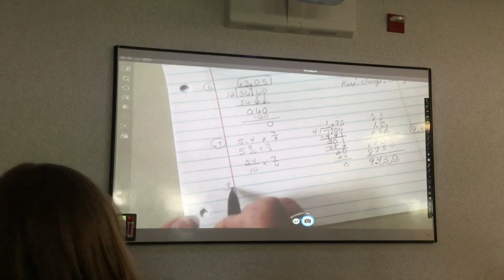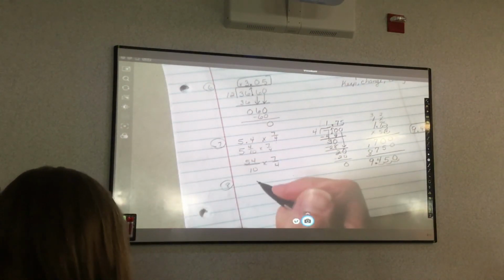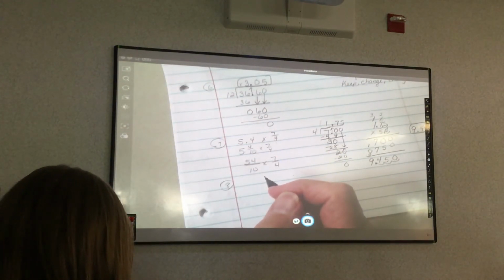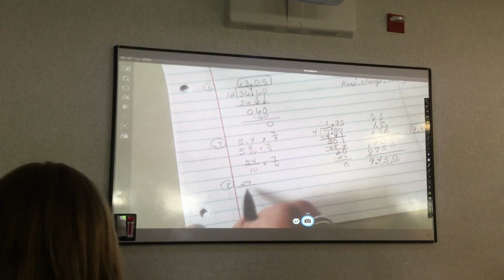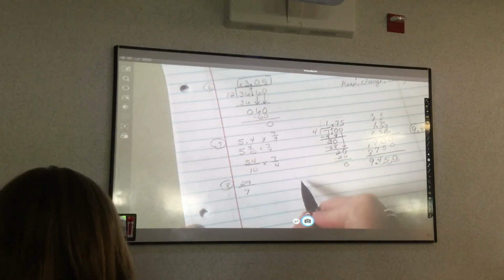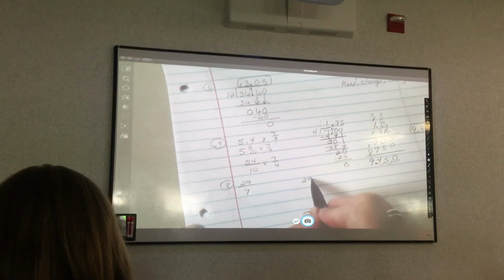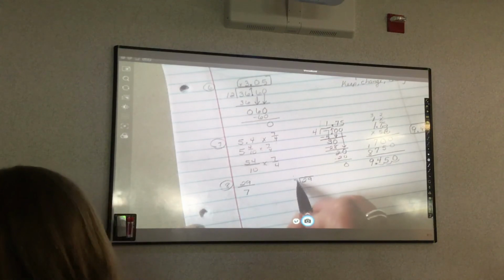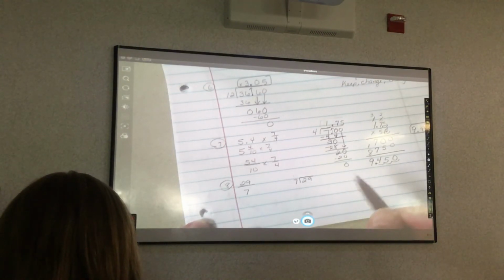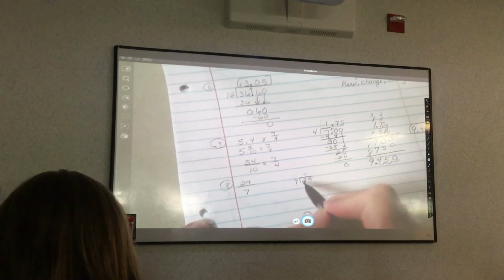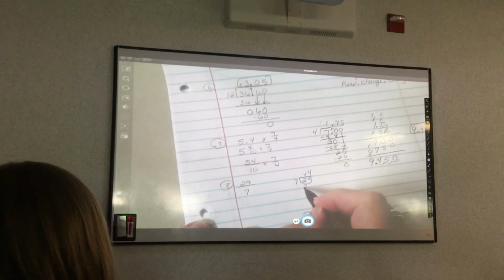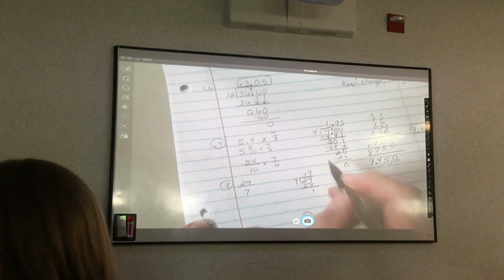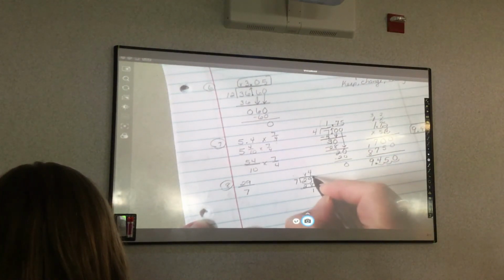Number 8 is a really long problem. It says write the fraction 29 sevenths as a repeating decimal. So what you need to know is if you have 29 sevenths, you're going to write it as a repeating decimal. So I've got 29 divided by 7. 7 doesn't go into 2, but it goes into 29 how many times? 4 times 7 is 28, 1 left. Add your decimal, bring it up. Add a 0, bring it down.